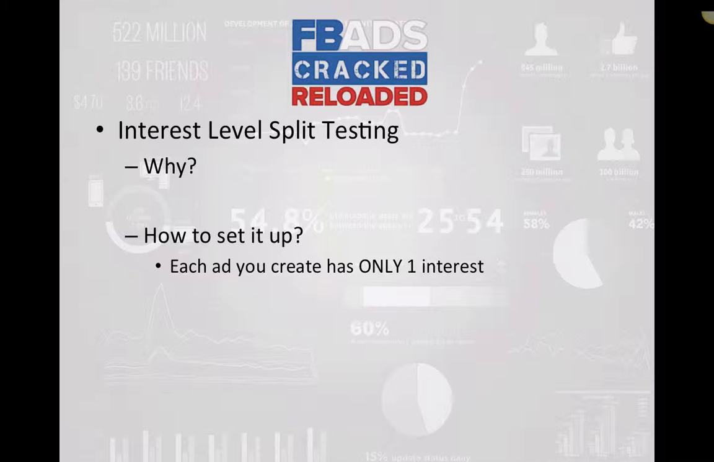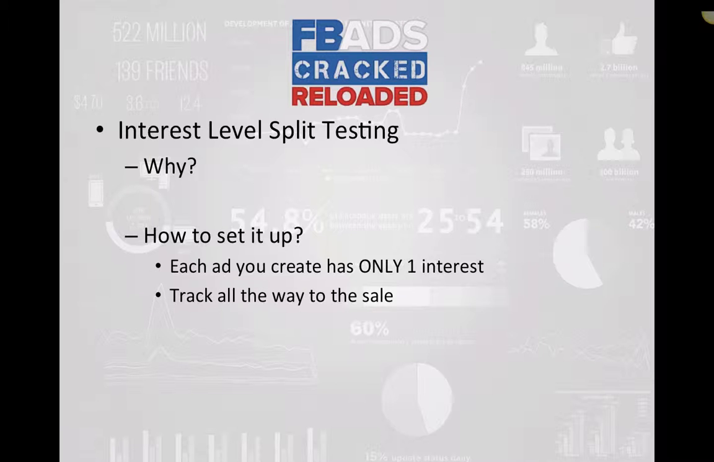That way you know, okay, that interest is getting a 10% click-through rate, while the other one was only getting a 3. Now, if I combined them together in the same campaign, it would show a 7. But I wouldn't know that one of them was tanking and one was doing extremely well, because I didn't set it up so I could see that.